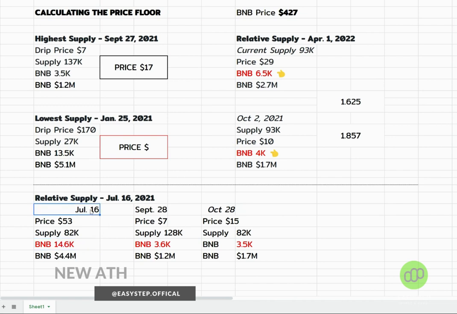Now, on July 16th, we hit our all-time high of $53, and the supply was 82,000 and the BNB was 14.6 thousand. And after the all-time high, we had our retracement, and on September 28th, we were down to $7 when we hit our bottom. Okay, and there's our supply and our BNB balance. Now on October 28th, we began to see a reversal, and the price went up to $15. Our supply was 82,000 and our BNB balance was 3.5 thousand. Now I want to look at the price chart so we can get a better idea of what's happening here.